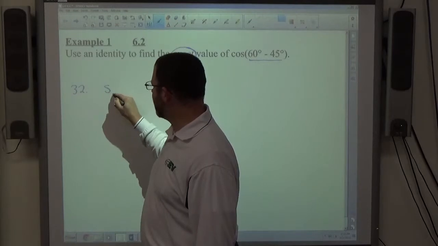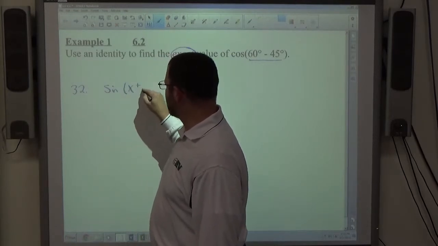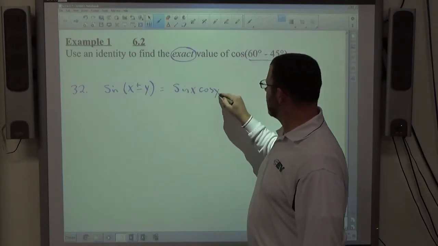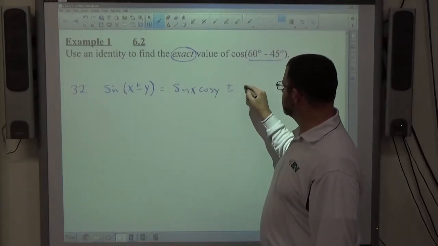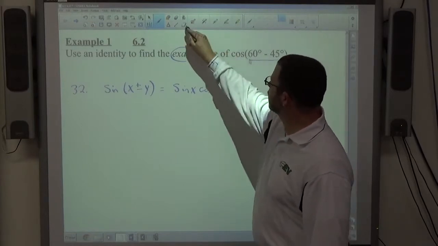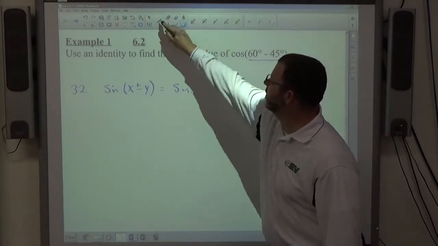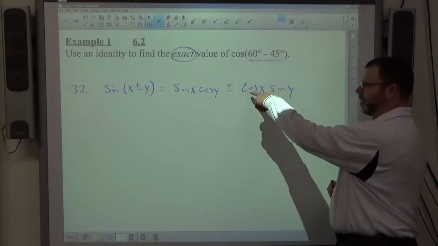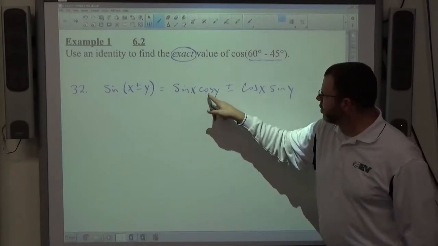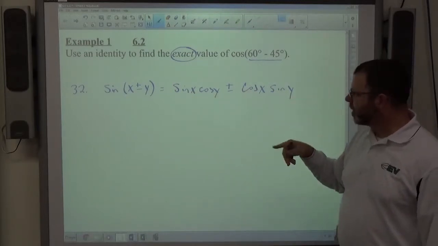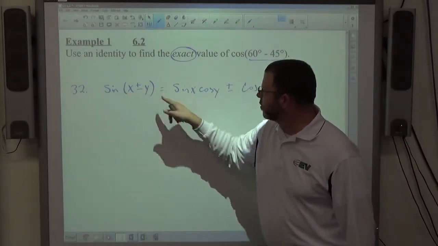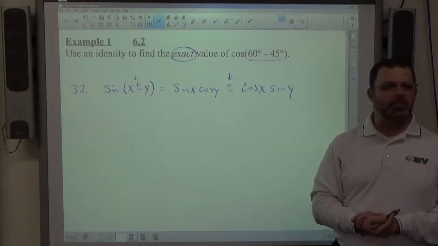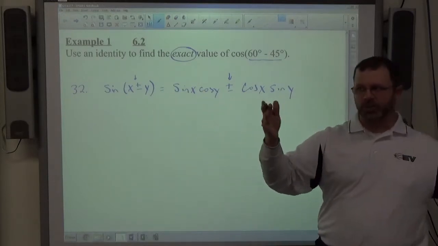32 says the sine of x plus or minus y is equal to sine of x cosine of y plus or minus cosine of x sine of y. It doesn't matter what order they're in. I couldn't remember if it's sine first or cosine. Anyway, sine of x cosine of y plus or minus cosine of x sine of y. So x and y are the two angles. And notice the plus minus, when they're the same, that means the same sign. So if plus minus here is plus minus here, same sign.